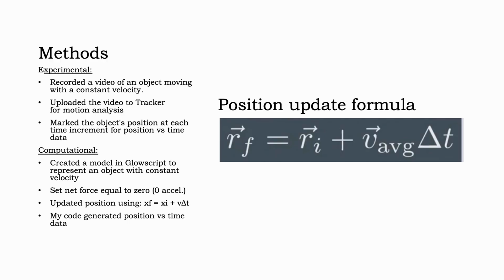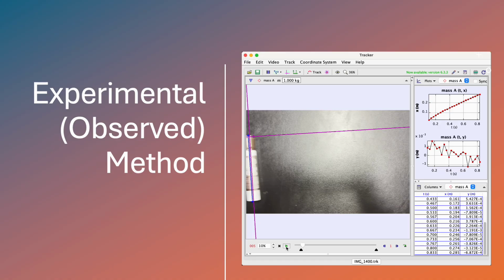For the computational portion, I created a model in GlowScript to represent an object moving with constant velocity. In the model, I set the net force equal to zero, which means acceleration was also zero. Since acceleration was zero, velocity remained constant. I updated the position using the equation final position equals initial position plus velocity times delta t. This allowed the program to generate position versus time data for comparison with the experimental results. I used a video of a marker rolling across the table.